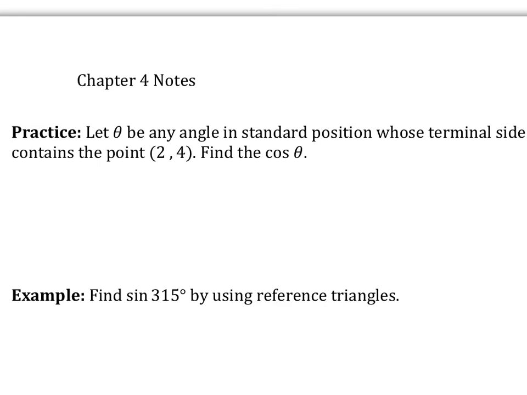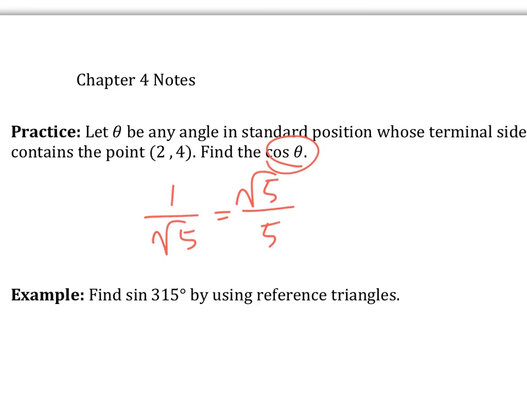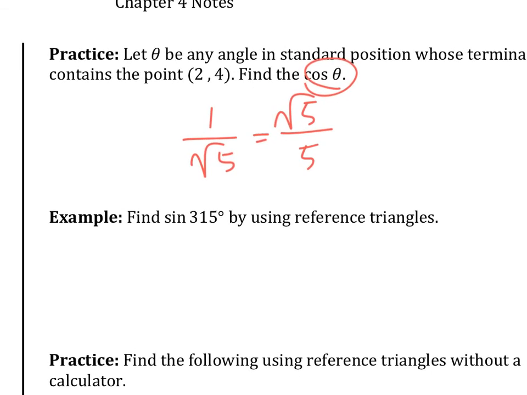Same thing. This time you're going to end at 2, 4. They just want you to find cosine. So let me know when you have the answer. So the answer is 1 over square root 5, or if you rationalize it, square root 5 over 5. Any questions?